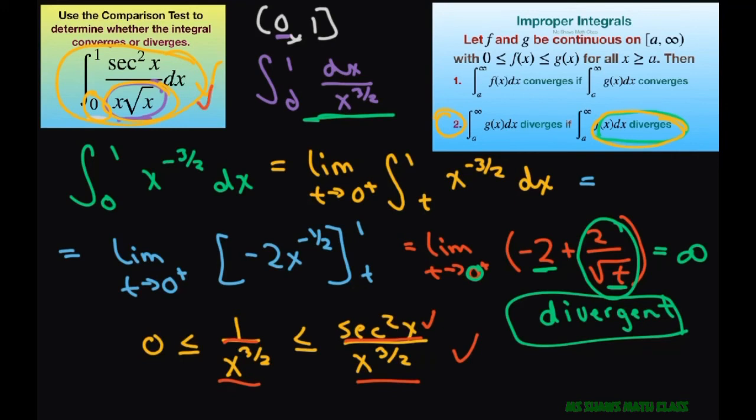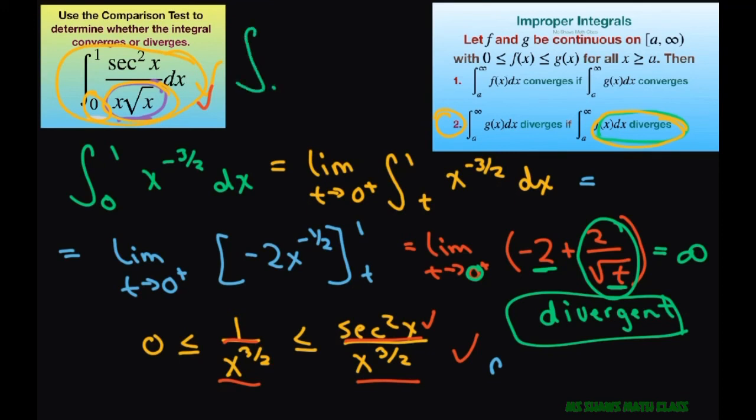So you can write that the integral, let me squeeze it up here so we don't need this anymore. That means that my integral from 0 to 1 of secant squared of x divided by x times square root of x dx is divergent by the comparison test. Divergent.